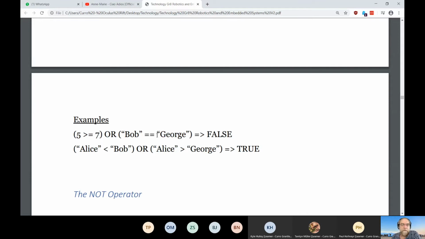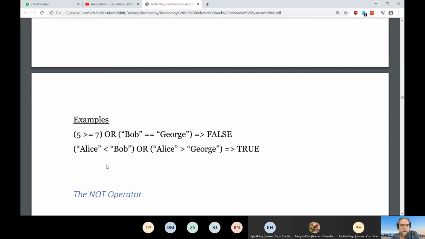Okay, does Bob equal George? Nope, we know that is false as well. These words are completely different. Okay, capital B and capital G, they are not equal. Okay, so we got false or false. We get a false. Okay, we know that for OR we need at least 1 true for it to be true.